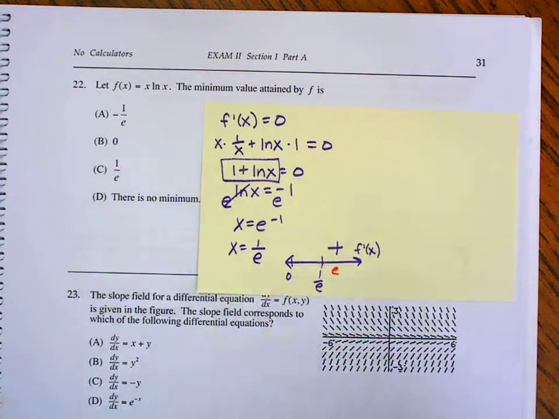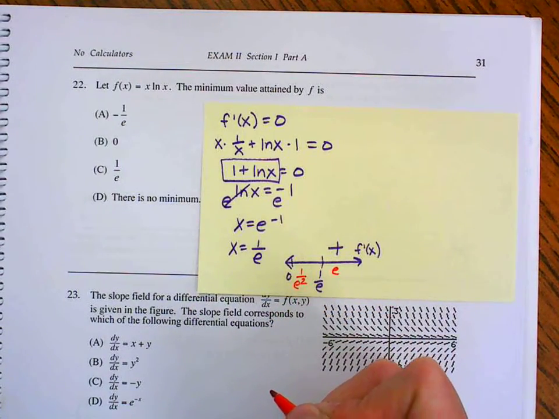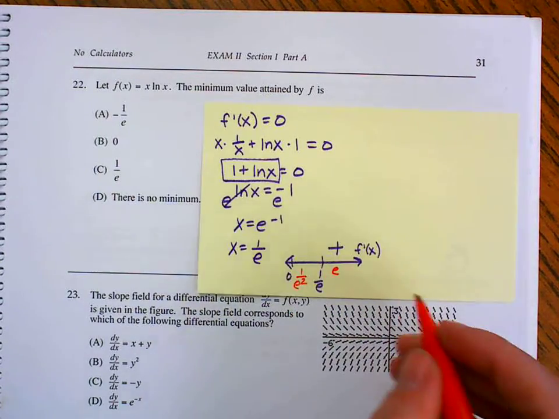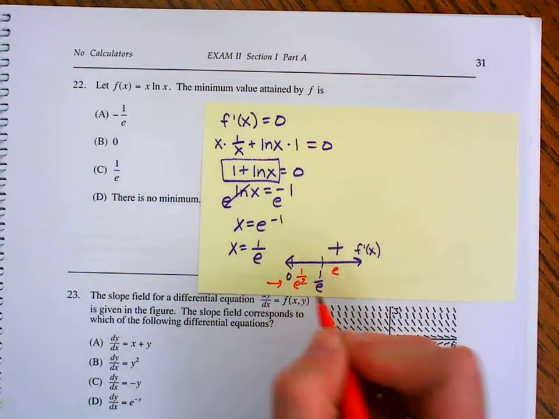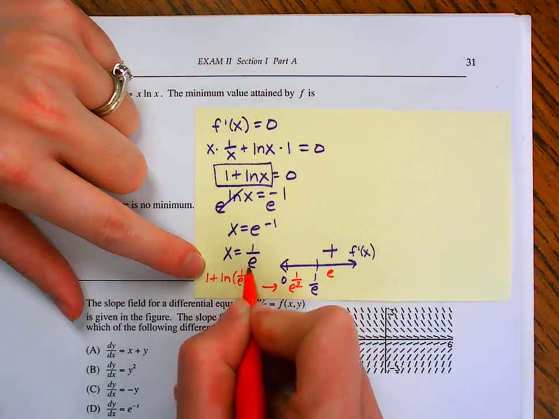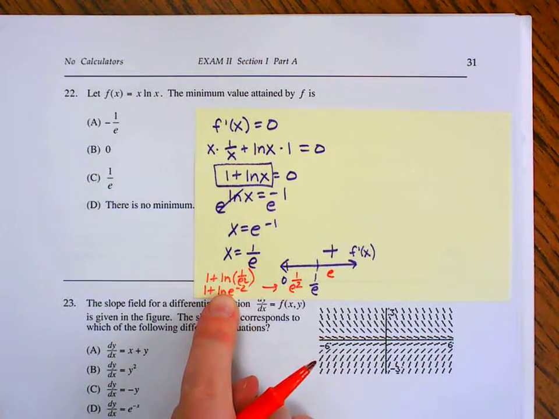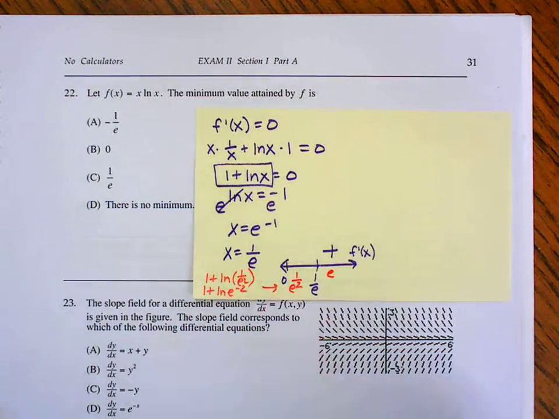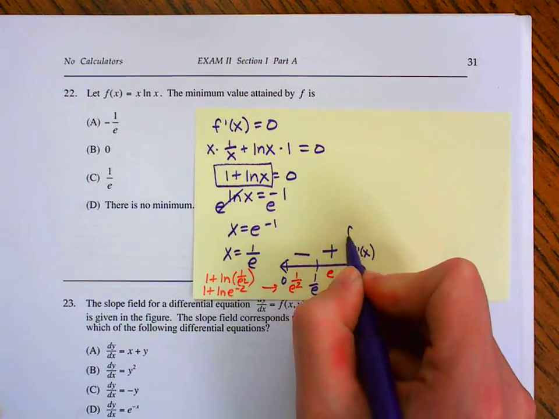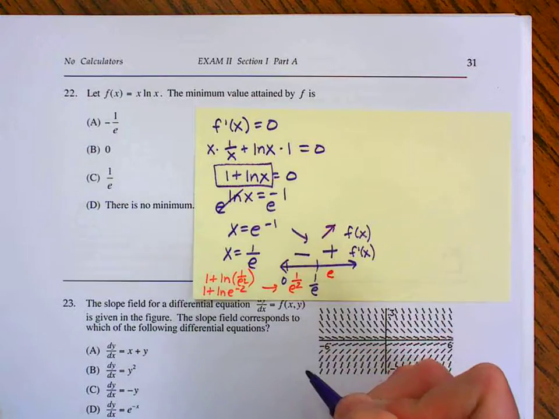Back here, the only thing I can really think of quickly that might plug in nicely is something like 1 over e squared. That's the same thing as e to the negative 2. If I want to evaluate here, I'm going to have 1 plus ln of 1 over e squared. That's the same thing as 1 plus ln of e to the negative 2. Well, ln and e are inverse operations, so I really have 1 minus 2. That's going to be a negative value. So if my slopes are negative and positive, that tells me my original function is decreasing and then increasing. So this actually is going to be a minimum.